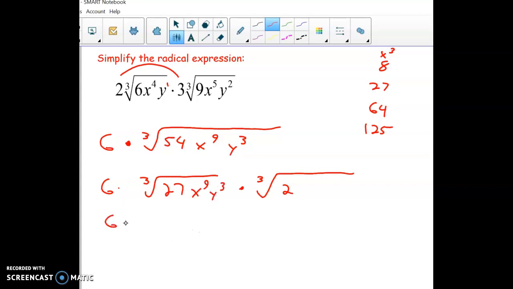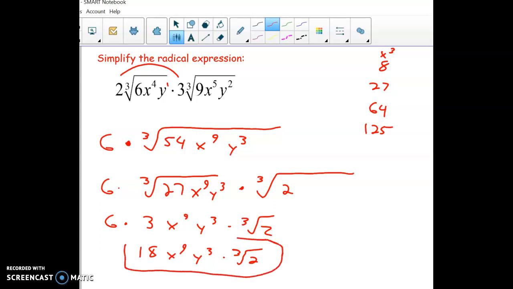So I have a 6 still, and then the third root of 27 is 3 x to the 9th y cubed, and then a third root of 2 in my leftover part. All right, and then the only final step here is 6 times 3. Those are both regular numbers. Now I can make that into 18 x to the 9th y cubed, and we just have one leftover thing of a third root of 2. Okay, and that is our final answer.